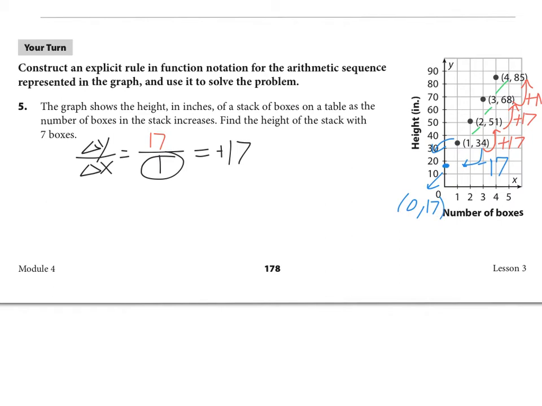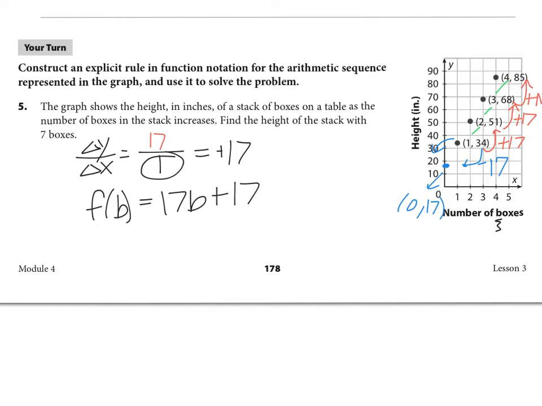So my function becomes, in function notation, f of, now it doesn't tell you what variables to use, but I'm going to use b because it's boxes. So f of b equals 17b plus my zero term, which is 17.